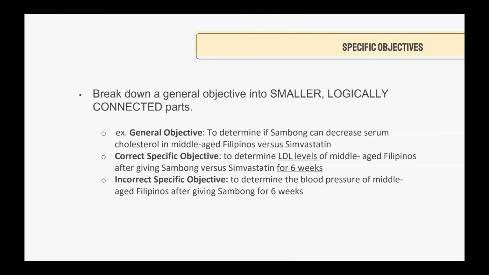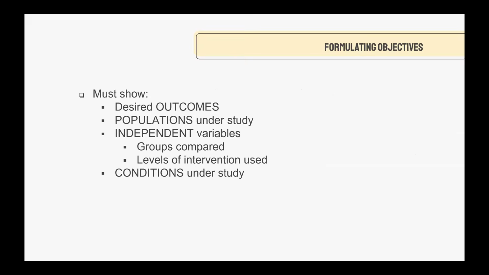An incorrect specific objective will be if the topic suddenly shifts, for example, to determine the blood pressure of middle-aged Filipinos after giving Sambong for 6 weeks. Your objectives must show the desired outcomes, the populations under study, the independent variables, such as the groups being compared or levels of intervention used, and the conditions under study. So basically, try to incorporate your PCOM into your objectives.